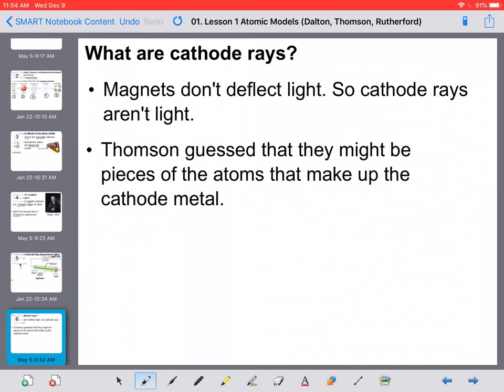So Thomson started trying to figure out what cathode rays are. Now, the ray glows inside the tube. So some people thought, oh, maybe the cathode ray is light. Maybe it's made up of photons that are moving from the cathode to the anode.